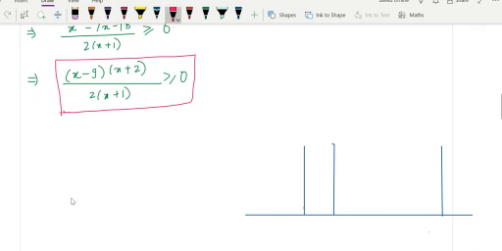How? Let's see. We have to look at this term by term. Let's look at first x minus 9. Now what do you think? x minus 9 is going to change sign at 9, right? Because if you have any number bigger than 9, this expression will be positive. Any number less than 9, this expression will be negative. This is how it takes the sign.